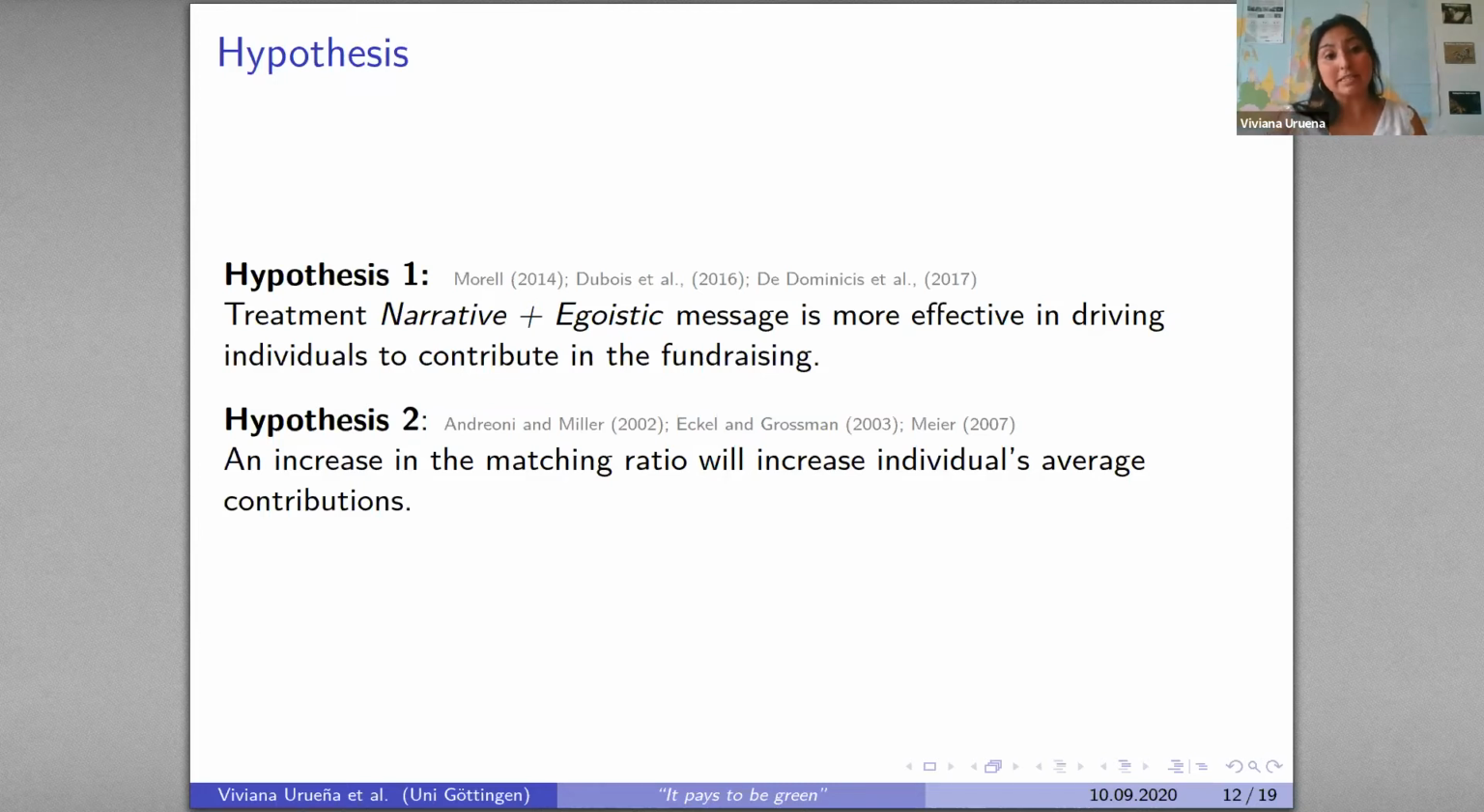And the second one is that we believe that an increase in the matching ratio will increase individuals' average contributions, basically because the public good is cheaper.